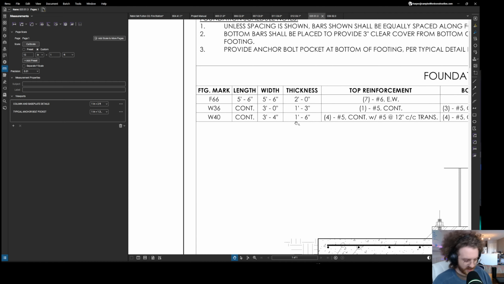So essentially, just to give you an idea of what we would do here, I've got my calculator up, but I can't show it on the screen. I would do 5.5 times 5.5 times 2, which gives me 60.5. And then I would divide that by 27, because we're trying to get cubic yards out of this.